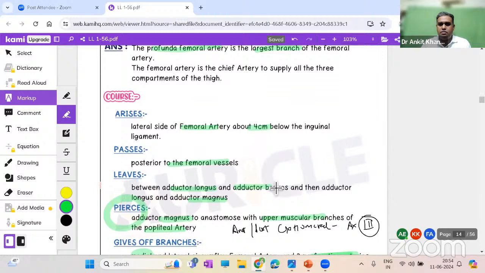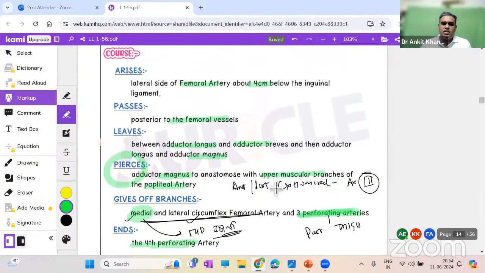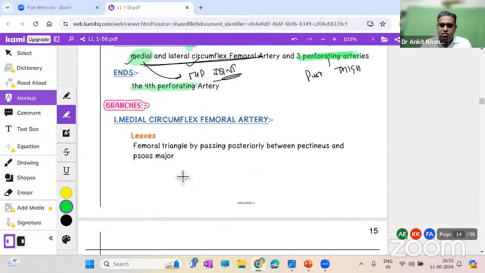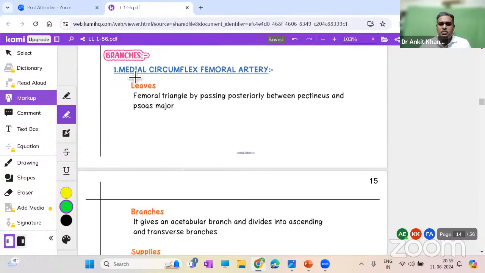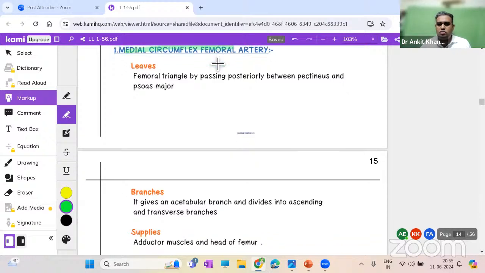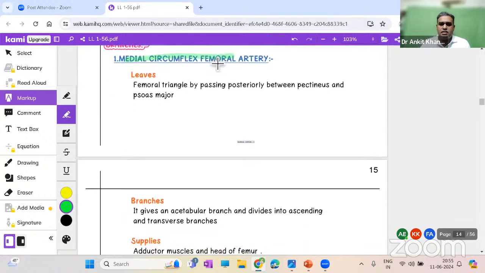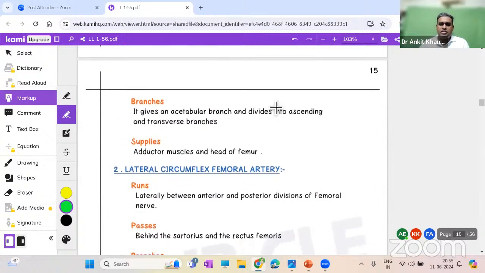Branches, we come again. The main branches were what? The main branches were these perforating arteries and the medial and lateral circumflex femorals. A few points about the circumflex femoral, so we can just go through them. The medial circumflex femoral will give off branches, so better we discuss them while discussing the anastomosis around the hip joint. But just you can go with these branches. It gives off acetabular branches. Mainly remember ascending and transverse branches.